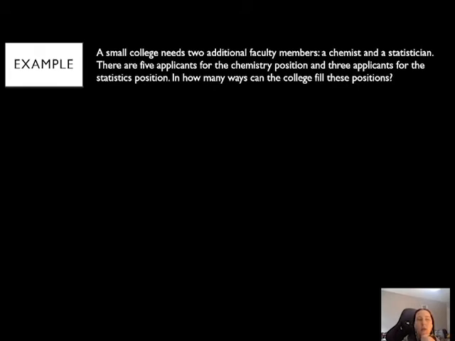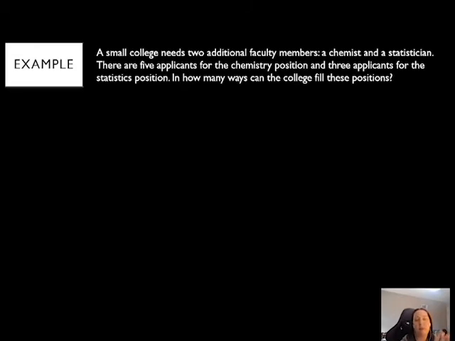Okay, here's an example. A small college needs 2 additional faculty members, a chemist and a statistician. There are 5 applicants for the chemistry position, and there are 3 applicants for the statistics position. In how many ways can the college fill these positions?